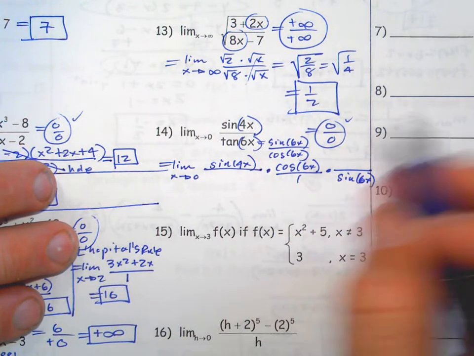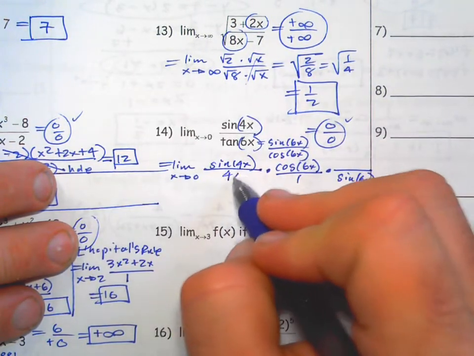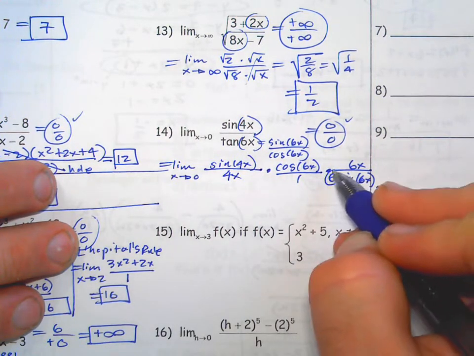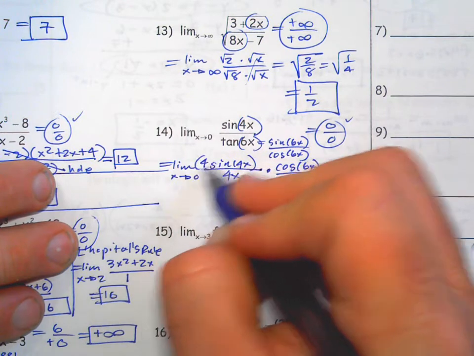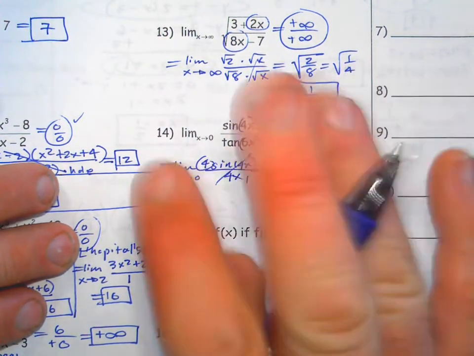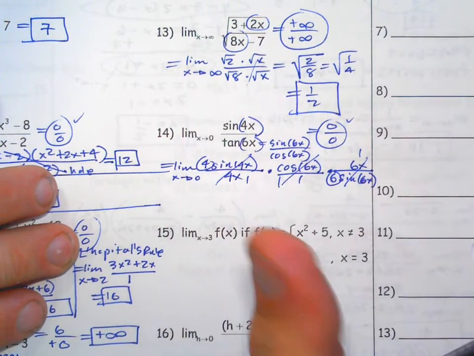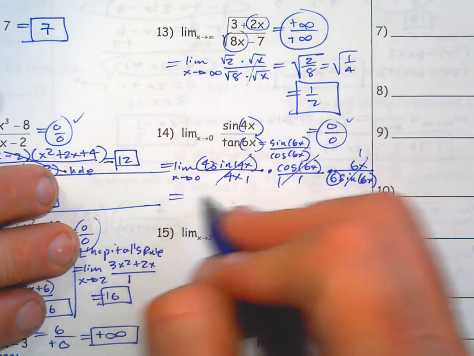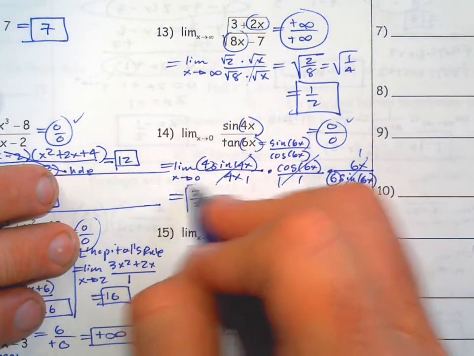Now that could just be a 1. Now I want this to have 4x and this to have 6x. The x's balance each other out. I need another 6 here to balance the 6 out. I need another 4 here to balance that out. That's going to be 1. This is going to be 1. This is going to be 1. The cosine doesn't have any problems. Please don't do that with the cosine. That does not help. The answer is 4 over 6, or 2/3.